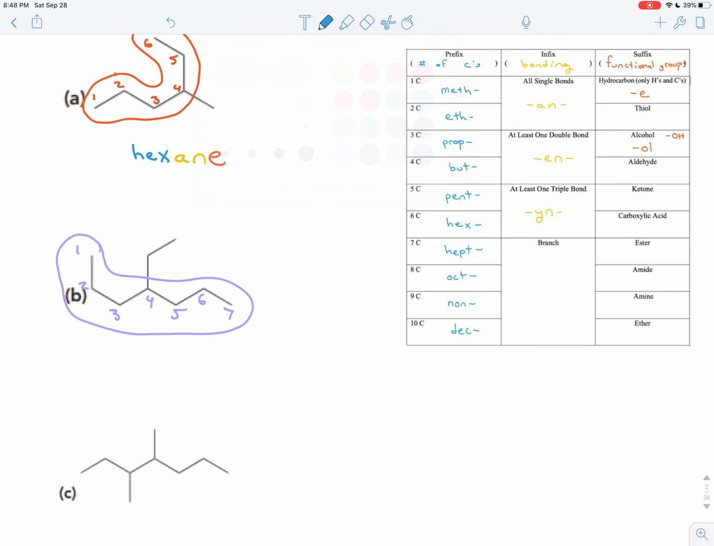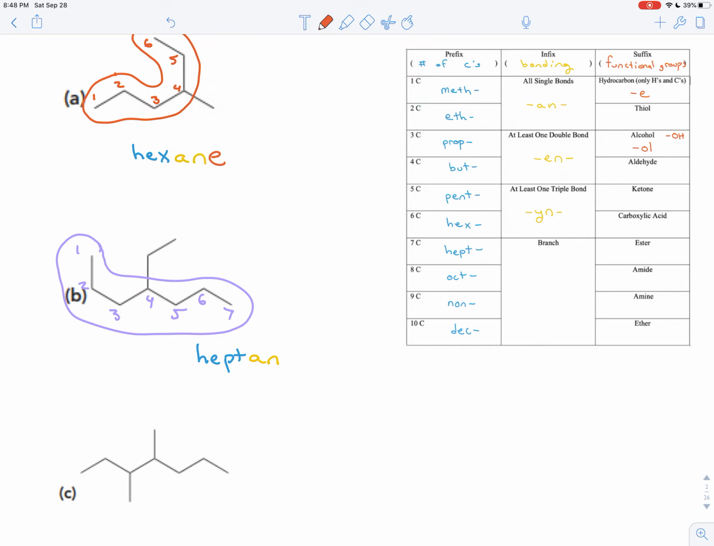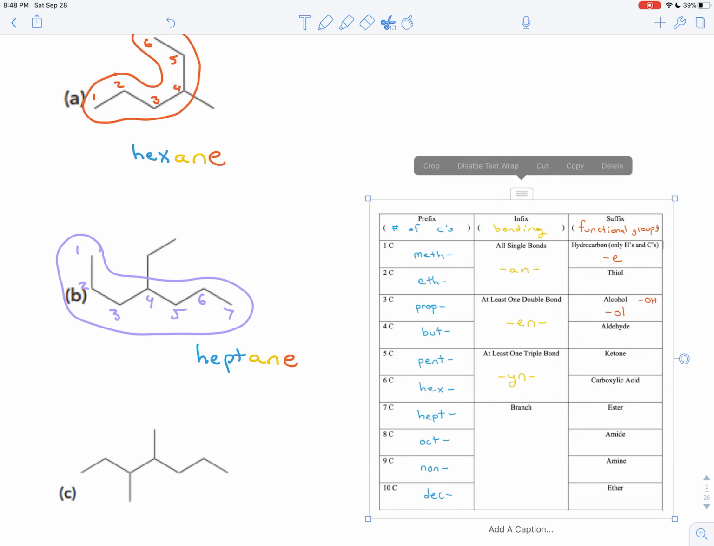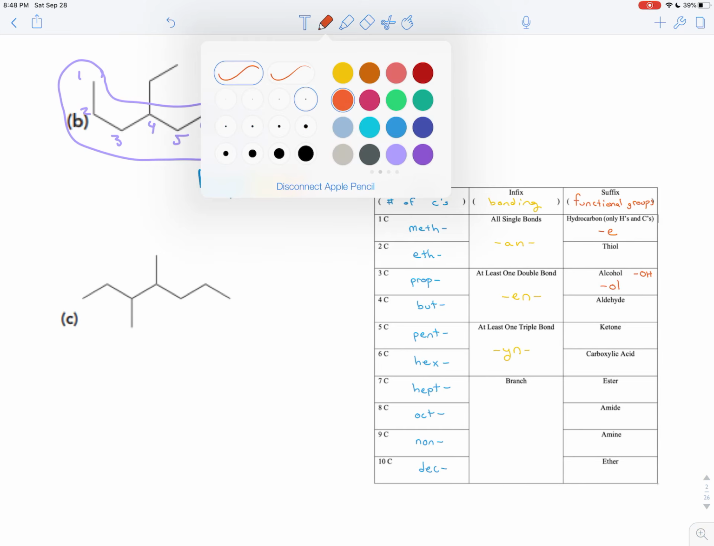We have 7 carbons. The prefix for 7 carbons is hept. We have all single bonds. The infix for all single bonds is AN. And we have a hydrocarbon, because there's no symbols for other elements there, so the suffix for hydrocarbon is E. And so the name for that backbone would be heptane. Okay. We go to the next molecule.